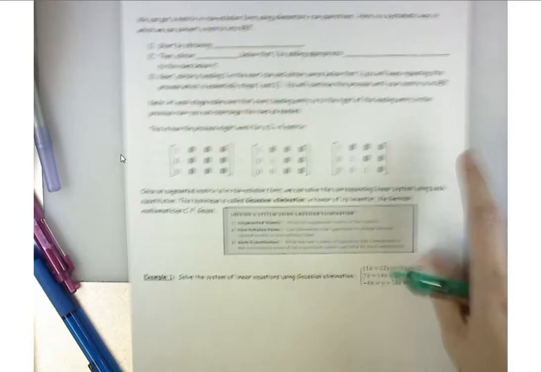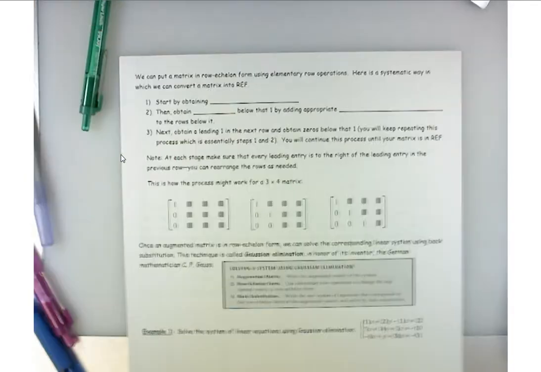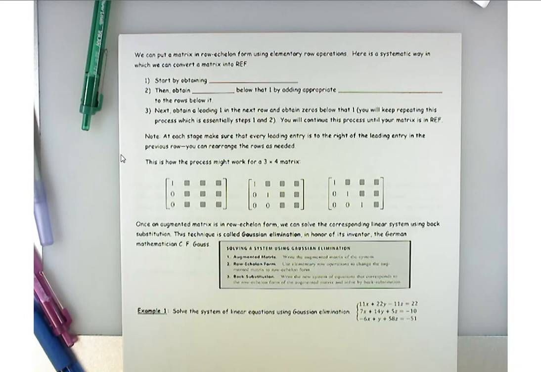All right, good. So let's go to the next page. So we have some terminology here. We can put a matrix in row echelon form by using the elementary row operations, which is what we did yesterday.